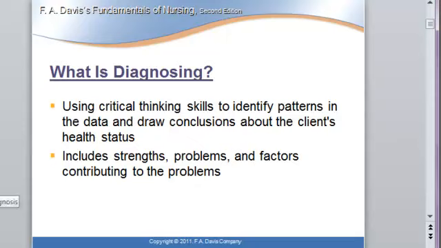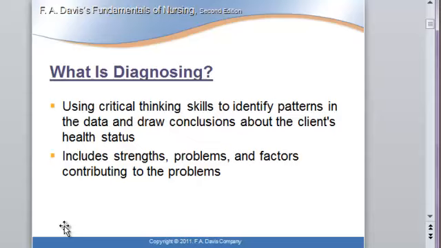Most nurses will usually begin their diagnostic reasoning during the assessment phase of the nursing process, and then you'll put it all together as you link your diagnosis to it. It includes the strengths, the problems, and the factors that contribute to the patient problems.